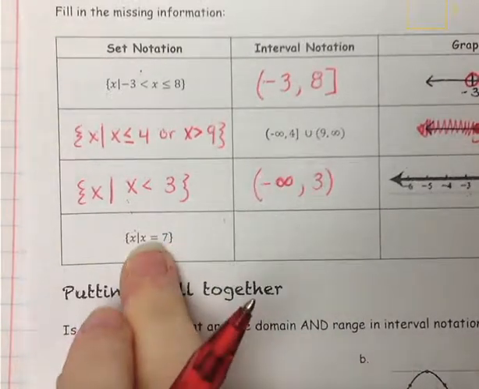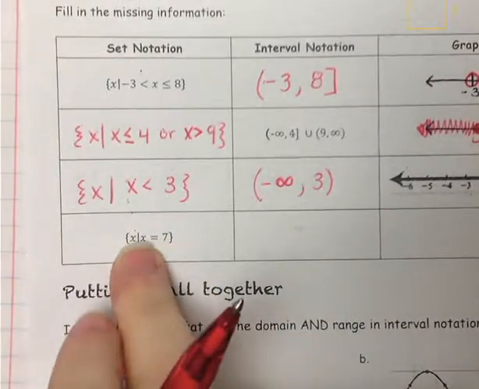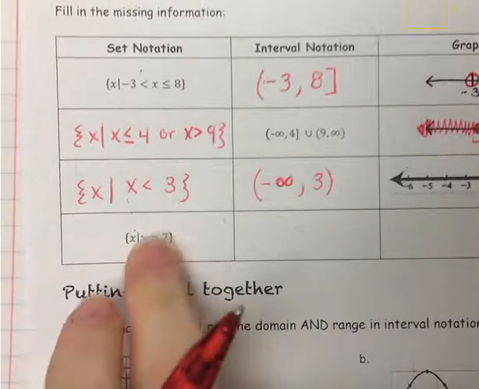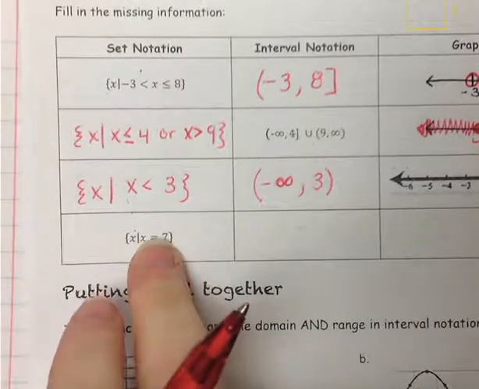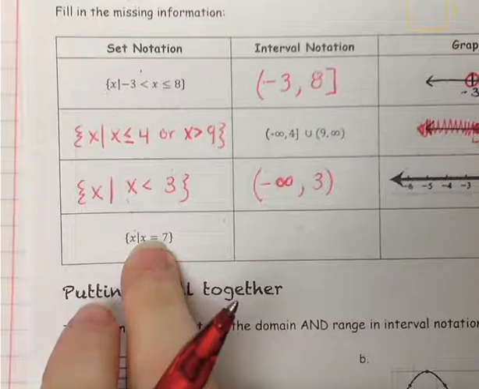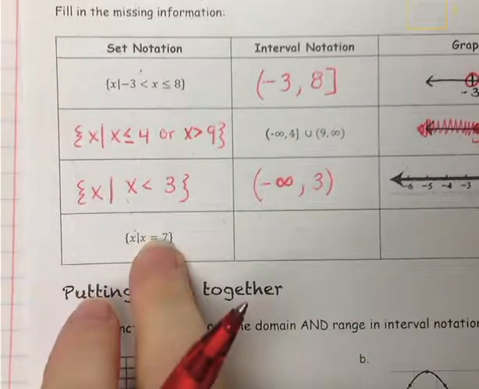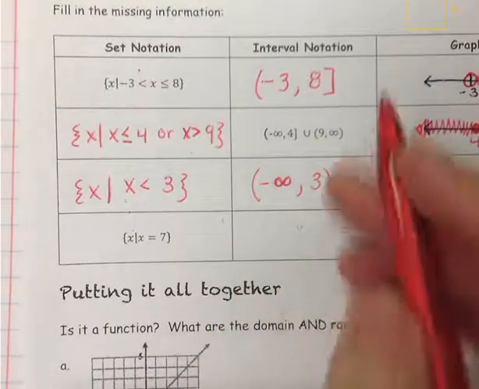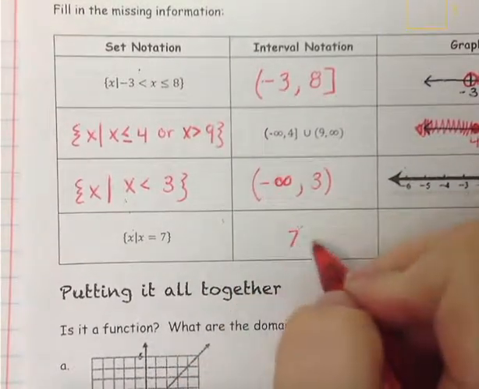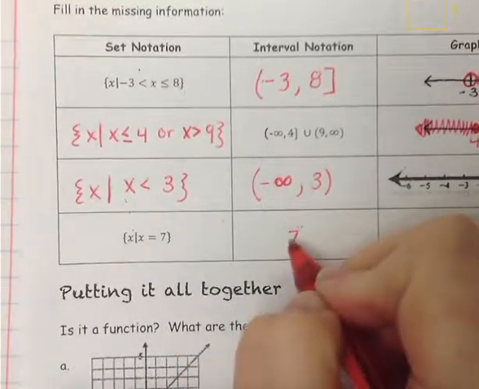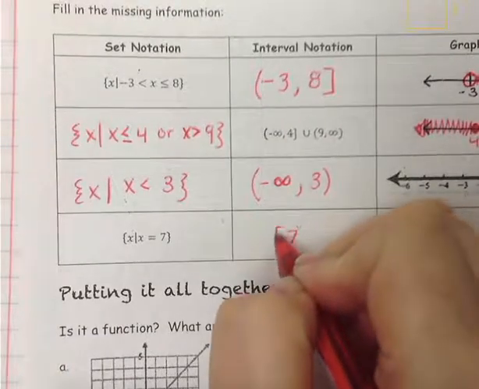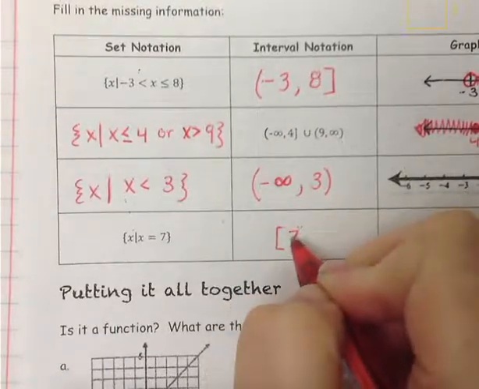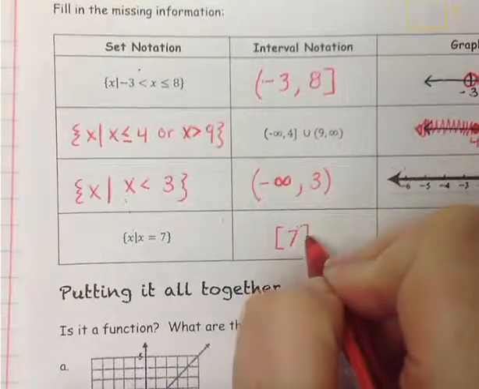The last set notation here, we have x such that x is equal to 7. This is not an inequality. This is equal. We do not have it going left. We do not have it going right. This is just 7. Not all numbers up to 7 or after 7, but just 7. So for interval notation, I put my 7, but I have nothing for it to go towards. That means I'm only staying at 7. It is equal, so it's a closed bracket, and it's stopping at 7 again, so I just close the bracket.